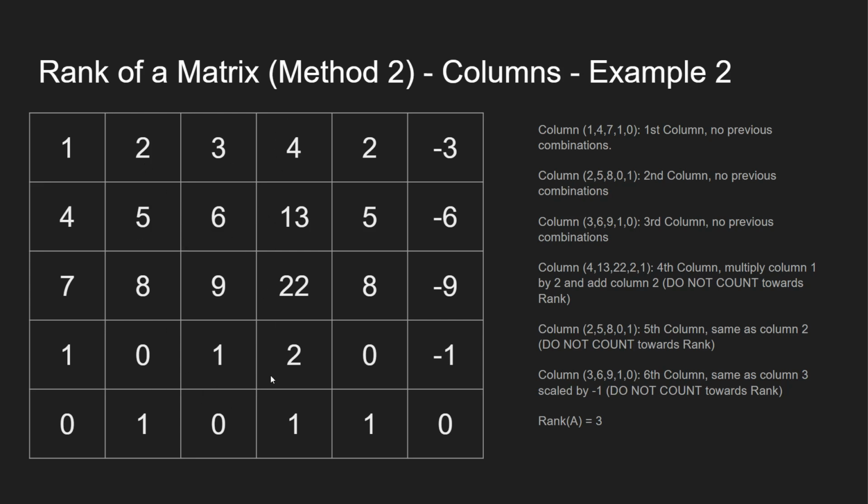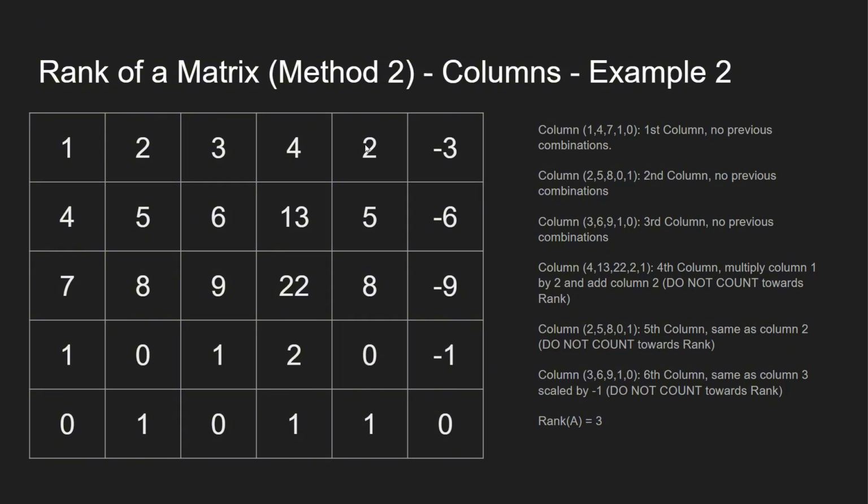All right, let's take a look at this one over here, 4th column. This one is kind of interesting because you can multiply column 1 by 2 and then add in column 2. So you would see 2 plus 2 is 4, 8 plus 5 is 13, 14 plus 8 is 22, 2, and then 1. Well, that's not linearly independent, right? You can create it from both column 1 and 2, so that doesn't count.